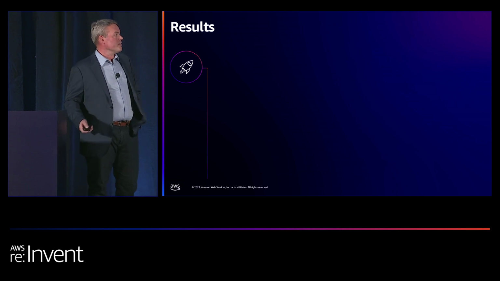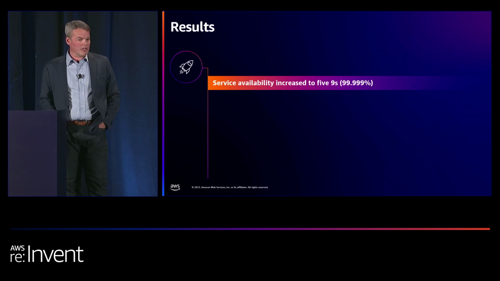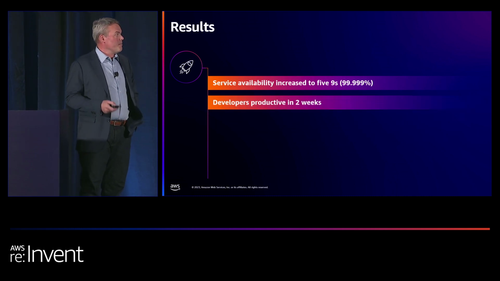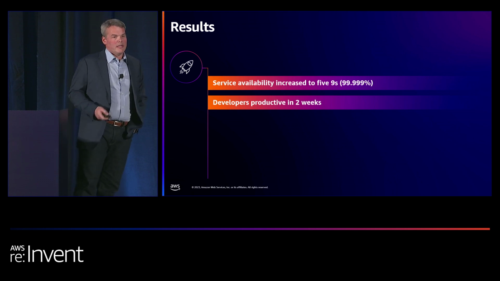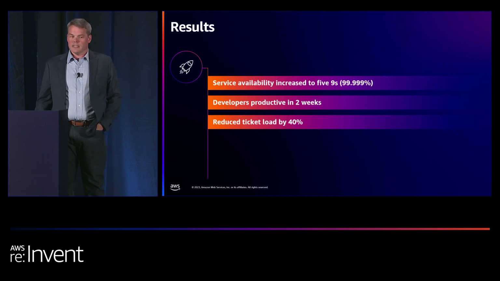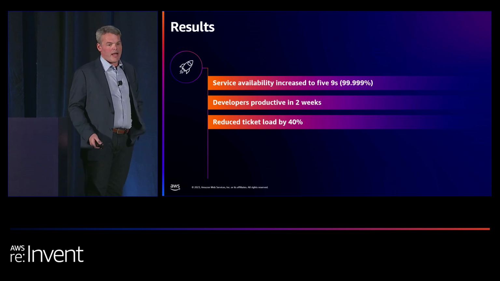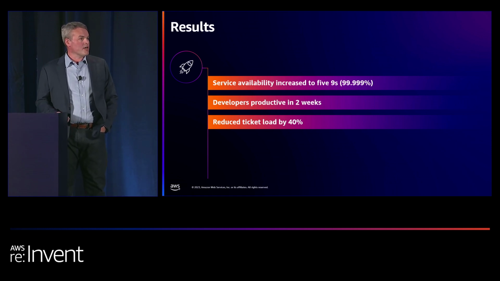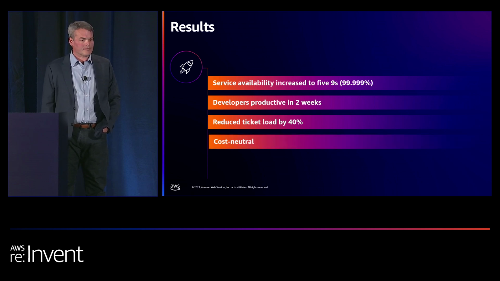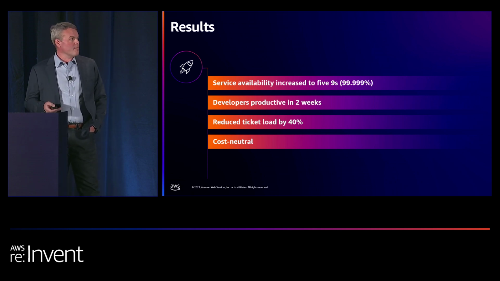Since the April cutover, we've seen the following results. Our availability has increased from 4 nines to 5 nines when we enabled global tables. Developer ramp-up time is reduced from 3 months to 2 weeks. They no longer have to become HBase experts. They can just focus on their business logic. Since the migration, our ticket load is reduced by 40% on the team. This allowed the team to take on 2 additional charters with no additional headcount. Finally, we did this in a completely cost-neutral manner. Our cost for the AWS managed solution is less than the cost of our hand-managed HBase clusters.